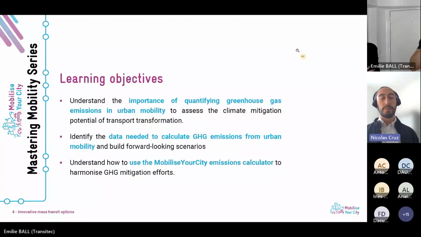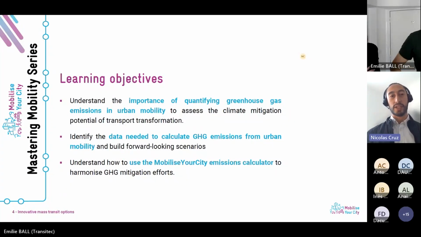As I was saying before, the topic of the session is greenhouse gas emission assessment for an urban mobility plan, taking Sousse in Tunisia as an example. So the idea is that you will understand the importance of quantifying greenhouse gas emissions in urban mobility and assess the climate mitigation potential of transport transformation in a city.